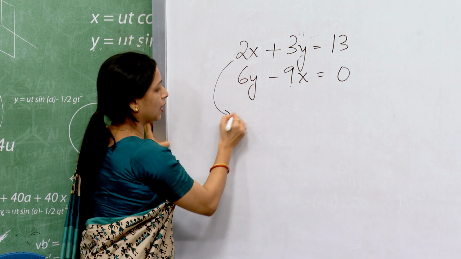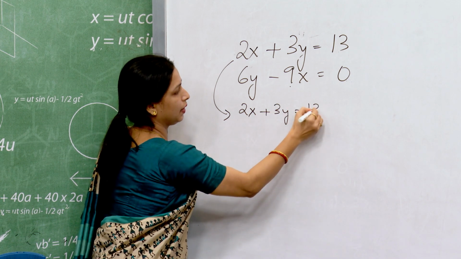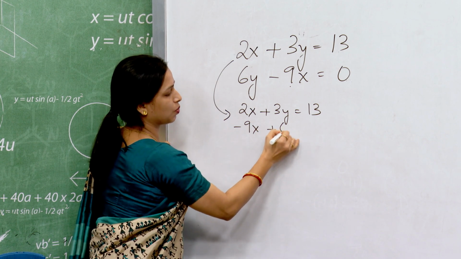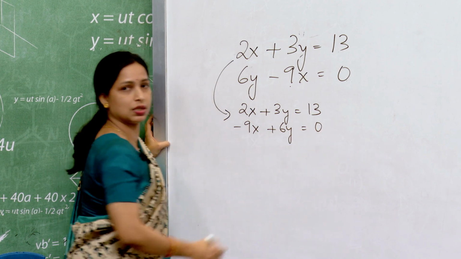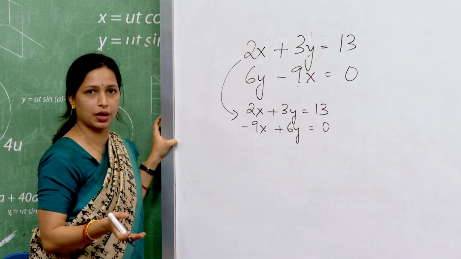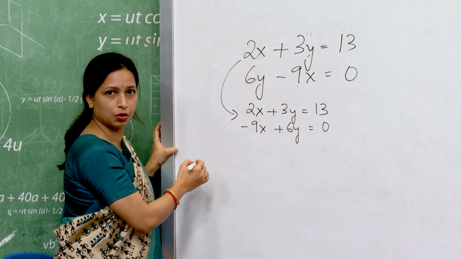So, how do we do it? Now, we write 2x plus 3y equals 13 and here minus 9x plus 6y equals 0. So, this is the proper order of both the equations. Now, we can follow Cramer's rule. We can use Cramer's rule to find out the values of the unknown variables.